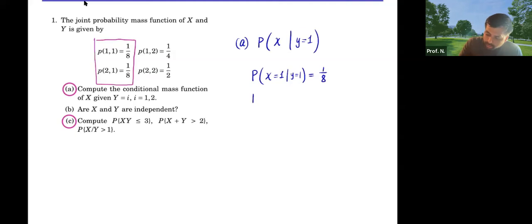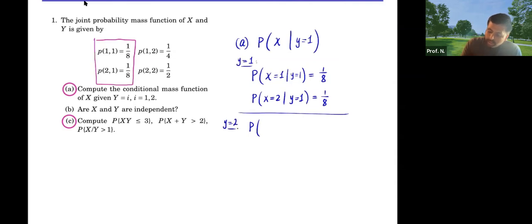And then when x equals 2, when y equals 1, it's also an eighth. And so this is when y equals 1. Now what about when y equals 2? Then you get the probability that x equals 1 given y equals 2.